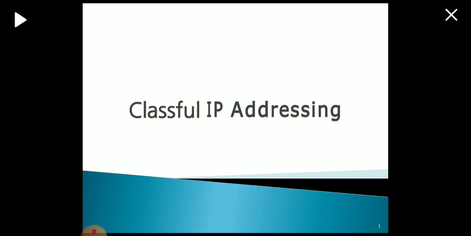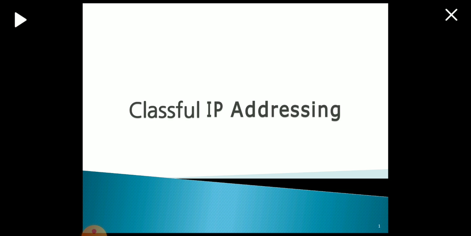Now I am going to discuss first of all what is IP addressing. IP addressing is the Internet Protocol addressing. The address is 32-bit long or 4-byte long. IP addressing is classified into two versions, that is Internet Protocol version 4 and Internet Protocol version 6. Internet Protocol version 4 and 6 are connectionless protocols and used for packet switch networks.